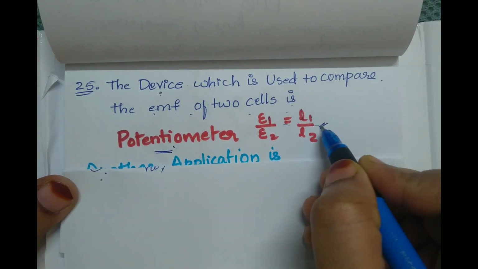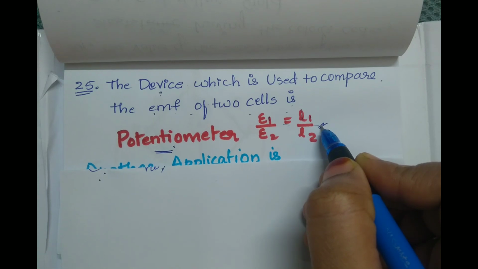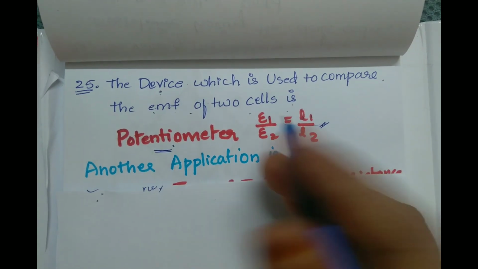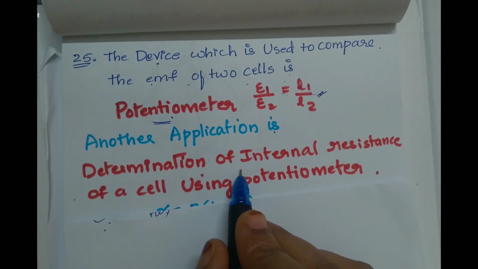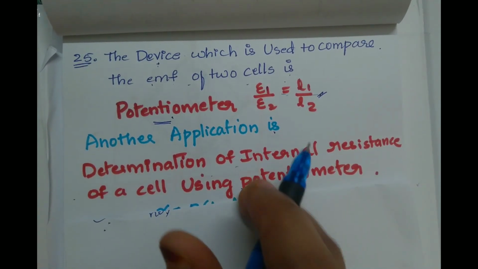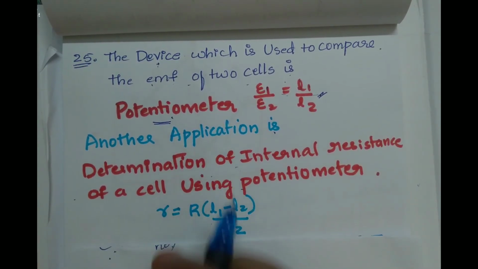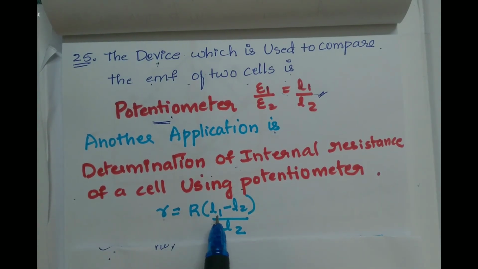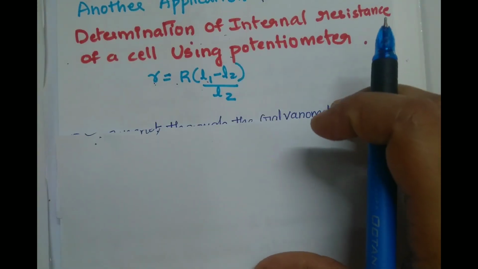This is experimentally proved. You have it in your second PUC syllabus. Then another application of potentiometer is the determination of internal resistance of a cell using potentiometer. Hope you understood. And this is the formula to find the internal resistance. If the length of two wires is given, resistance you know, then you can find out the internal resistance. Hope you understood the 25th.